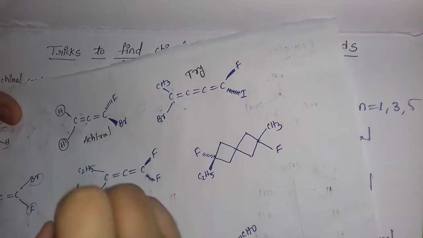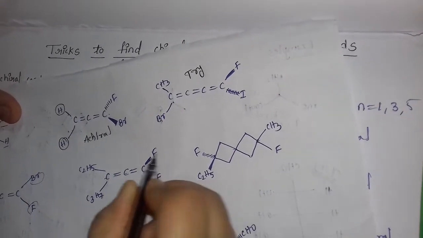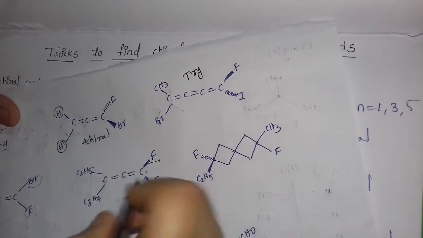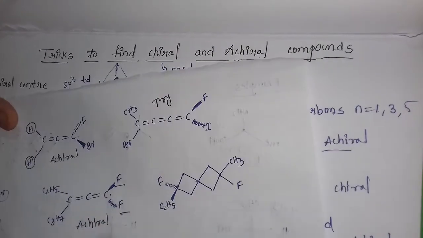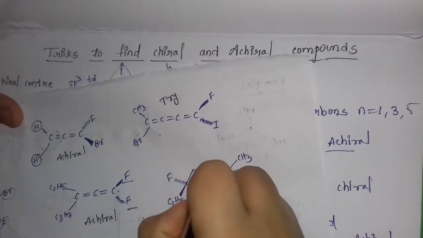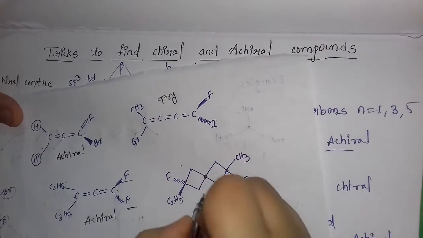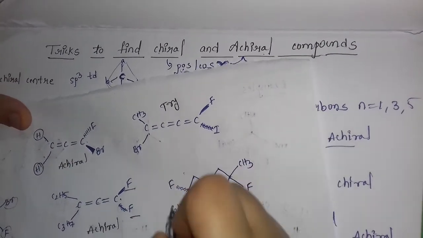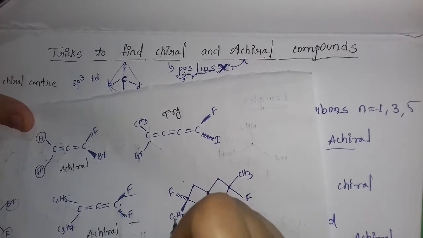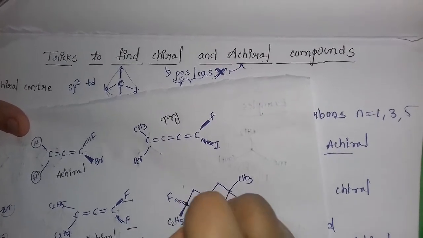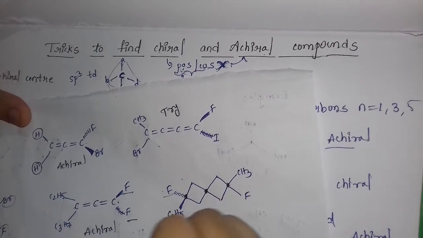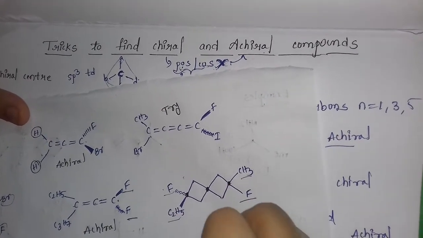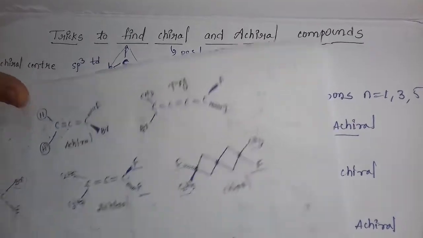Here if I see 1 2 3, an odd number of carbons, but the two groups are the same, so this is achiral. These are spiro compounds, meaning two cyclic compounds connected with one carbon. In a spiro compound, how will we count carbons? 1 2 3, an odd number of carbons, and here you see different groups, so this is also chiral.